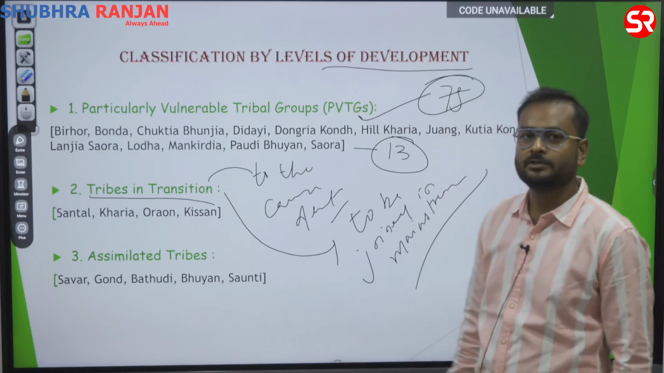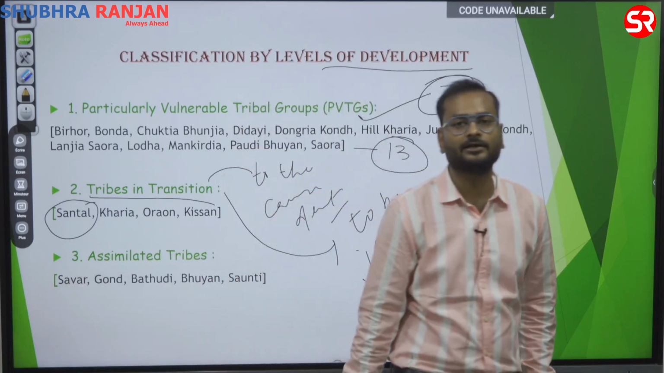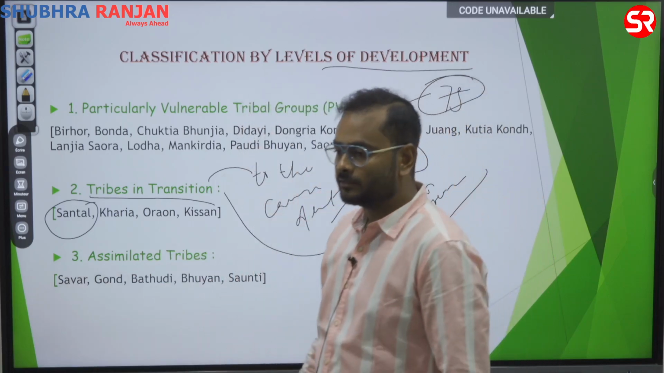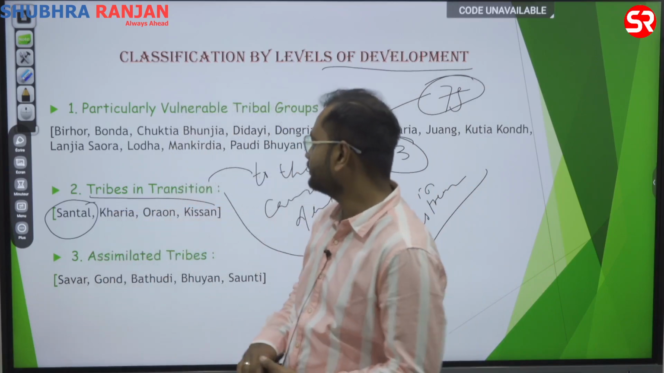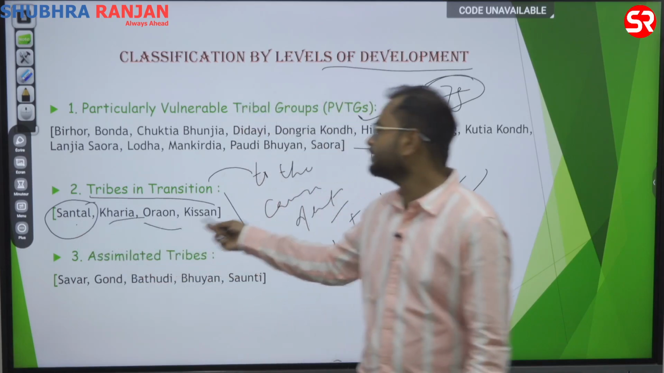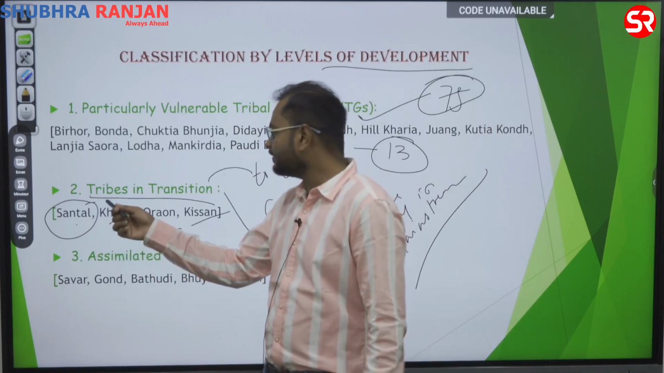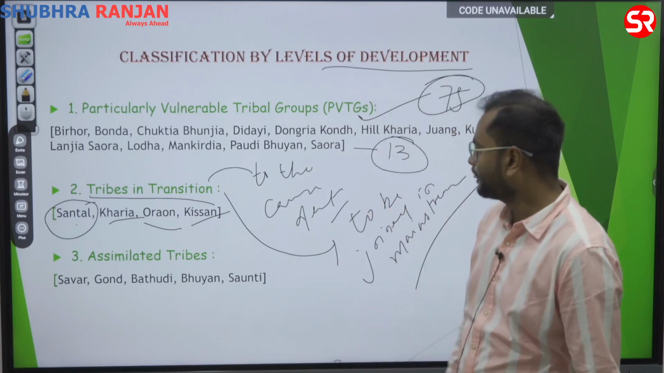Is that understood? Let's say Santal. Santal cannot be said to be a tribe which lives in hinterland and is in complete geographical isolation, isn't it? Second is Kharia, then Oraon, Kisan. These all tribes are tribes in transition. Please remember a few examples of all of them, okay?